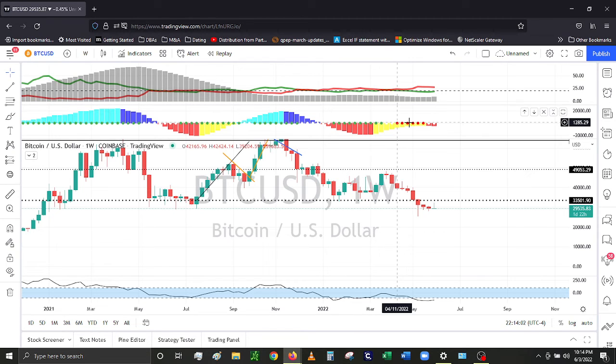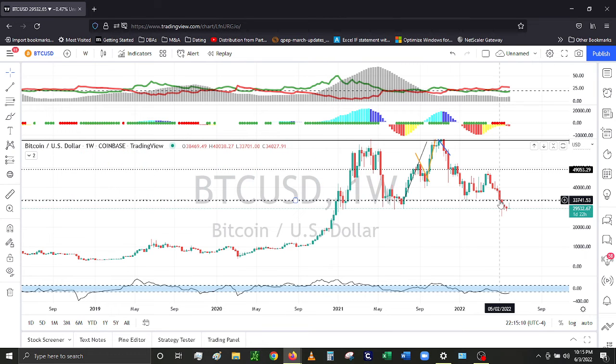So yeah, my opinion is that Bitcoin is going to go lower. It's just consolidating sideways right now in a squeeze. It's going to pop and probably come down, but we'll see.